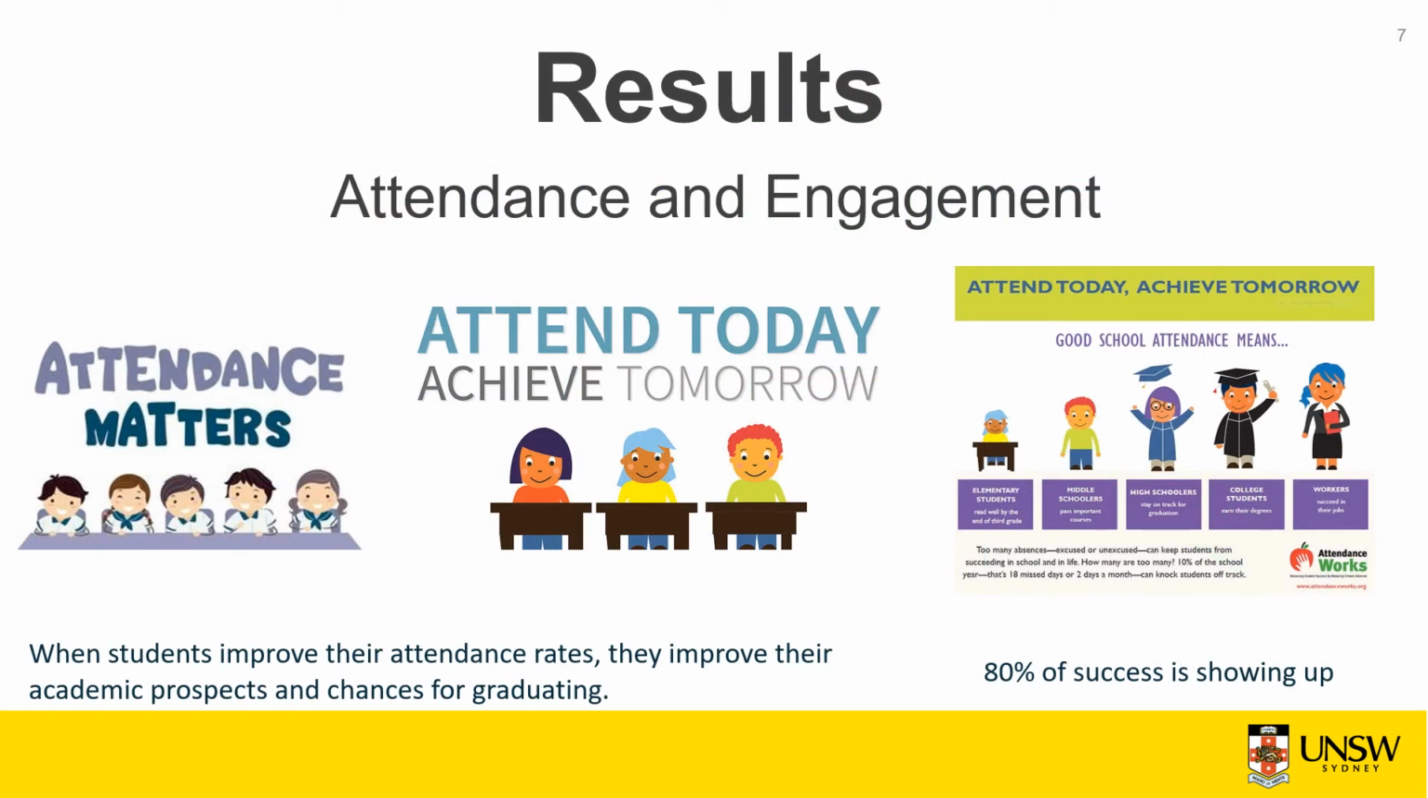So let's move towards the results of this paper, and for that we are going to go section by section. The first one is related to attendance and engagement, and as they say, 80% of the success is just showing up. So if you show up to your classes, if you keep an attendance of above 75%, or other criteria defined by your own university, if you show up to your classes regularly, success is assured and guaranteed. Similarly, when students improve their attendance rate, they improve their academic prospects and chances for graduation.